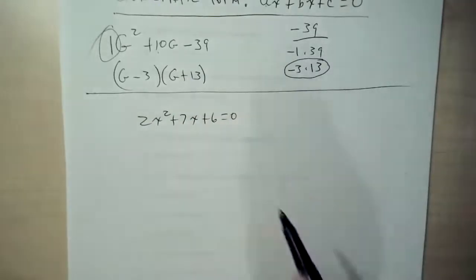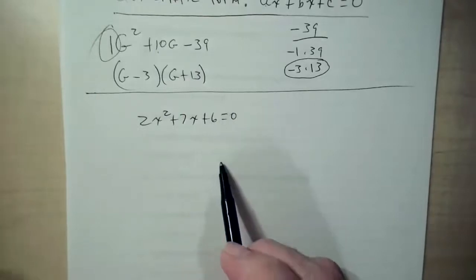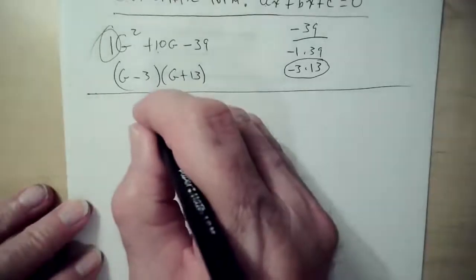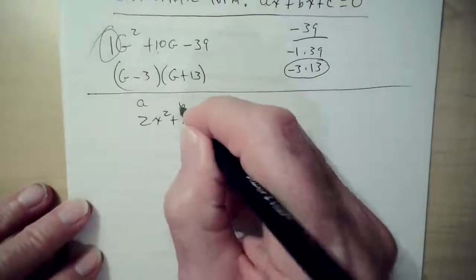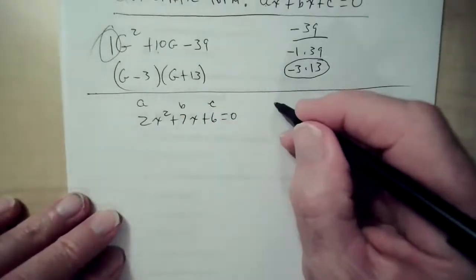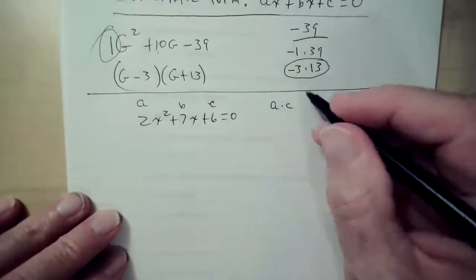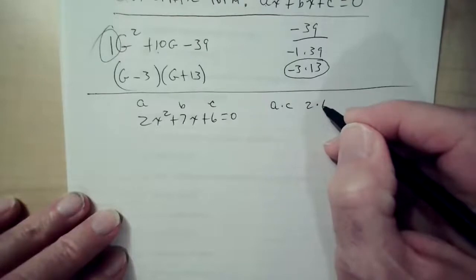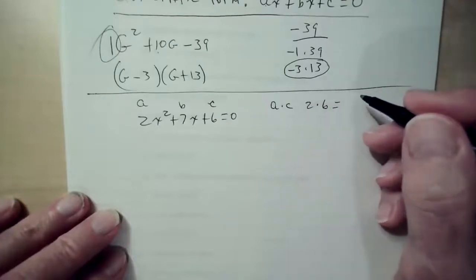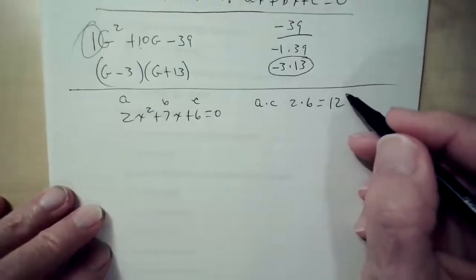Remember, they all have to add up to 0. If there's a number over here, you need to bring it over here to make it into a 0. The first thing we do is, this is our A, this is our B, and this is our C. The first thing we do is we multiply A times C. 2 times 6. What is it? That's 12. Yeah, I knew that.